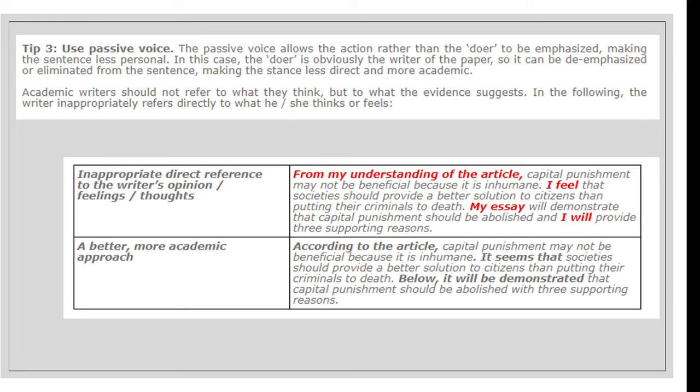So a better, more academic approach would be writing it as such. According to the article, capital punishment may not be beneficial because it is inhumane. It seems that societies should provide a better solution to citizens than putting their criminals to death. Below, it will be demonstrated that capital punishment should be abolished with 3 supporting reasons.